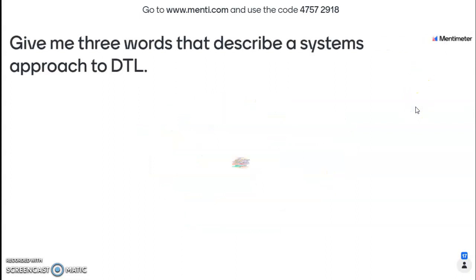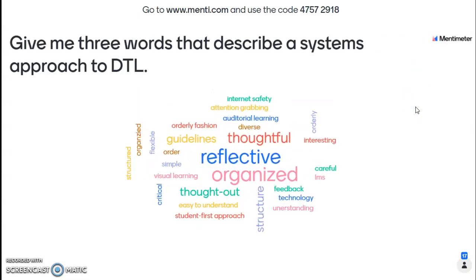Okay, let's see here. All right, DTL. DTL stands for Digital Teaching and Learning. So thinking about a systems-based approach to DTL, it truly is a reflective and an organized process, meaning that we take the time to really think about what our instruction for our students is and how it's going to impact them. And so when we're integrating technology into our learning, we always have to say, is it needed? Yes, if it's needed, that's great. And we also have to answer the question, how is it going to help them?